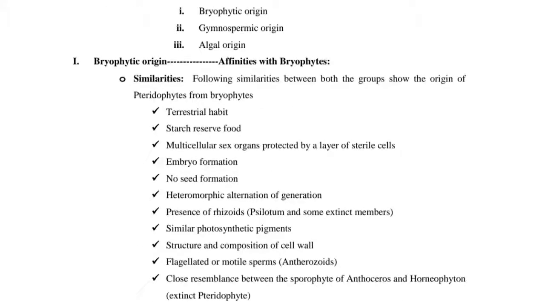1. Bryophytic origin. 2. Gymnospermic origin. 3. Algal origin. 1. Bryophytic origin. Affinities with bryophytes. Similarities. The following similarities between both the groups show the origin of Pteridophytes from bryophytes.